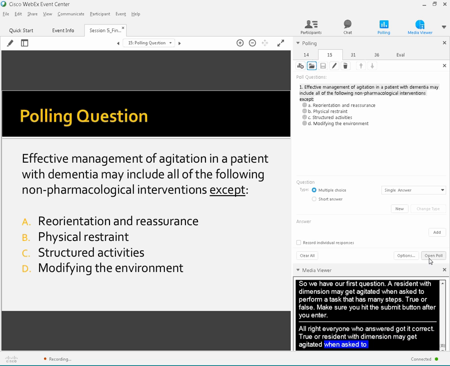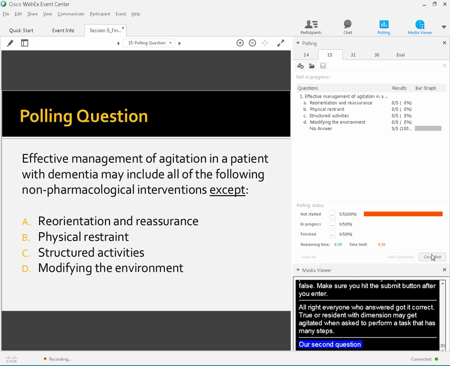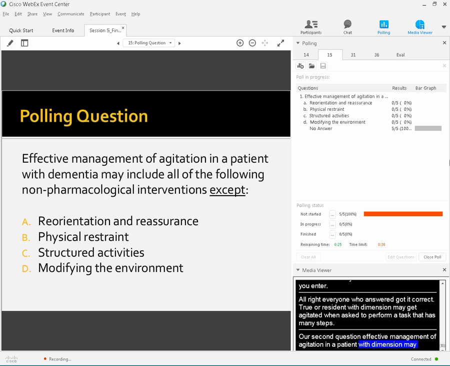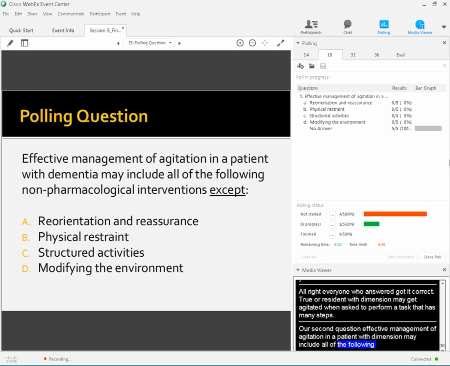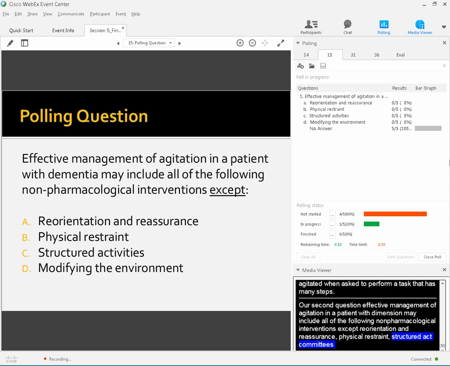And our second polling question: effective management of agitation in a patient with dementia may include all the following non-pharmacological interventions except reorientation and reassurance, physical restraint, structured activities, modifying the environment. So select your answer and hit the submit button.